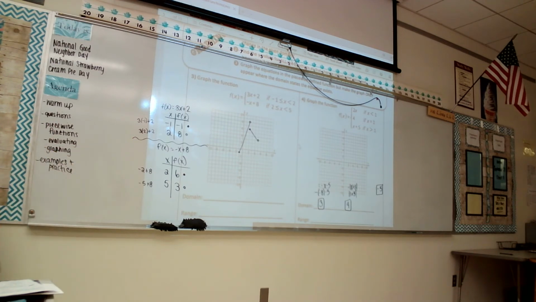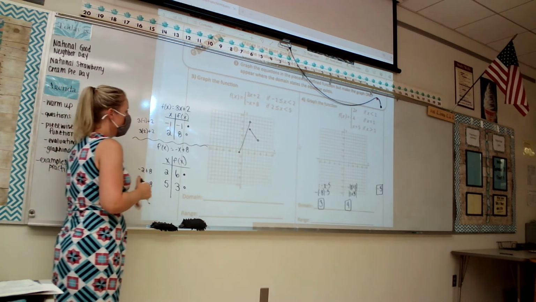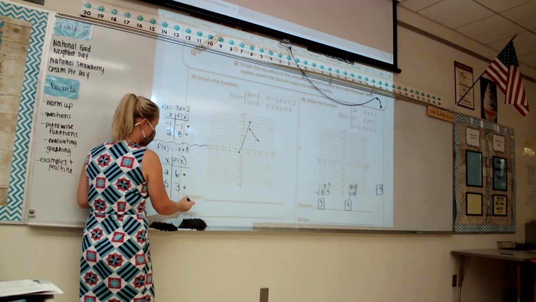We do need to label the domain and the range. So to do so, I'm going to show you 2 ways to do it. I don't care which way you do, whatever way makes you happier. When you look at domain, we're talking about the x's.